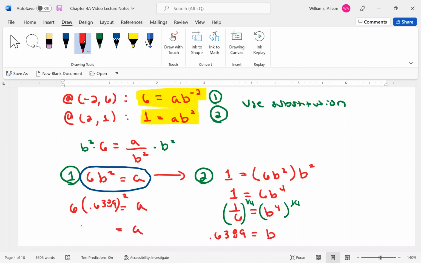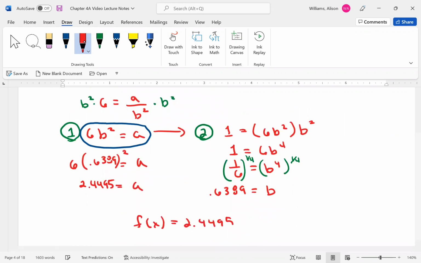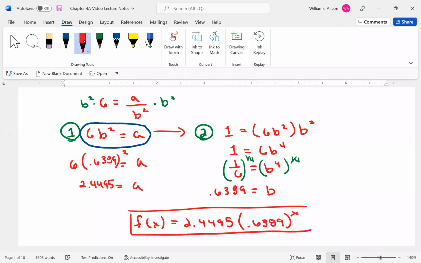That gave me 2.4495, and there's a. So there's my equation: f of x equals 2.4495 times 0.6389 to the x. Kind of gross, but there you go. That's what happens when we're making it work for the information we're told. It's not always going to be very pretty.